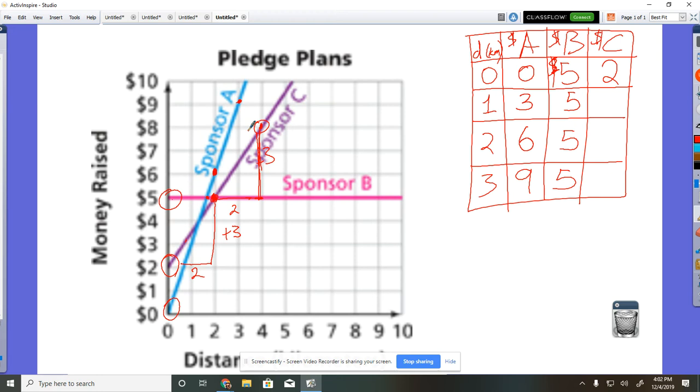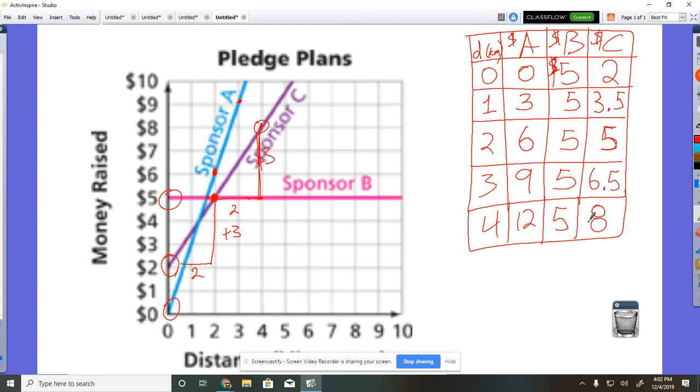So I can come here to 2 and 5. And if I'm increasing 3 for every 2 kilometers, that means I'm increasing 1.5 for every 1 kilometer. 1.5 plus 5, 6.5. If I extended my table down to 4, this would be 12, this would still be 5, this would be 8.